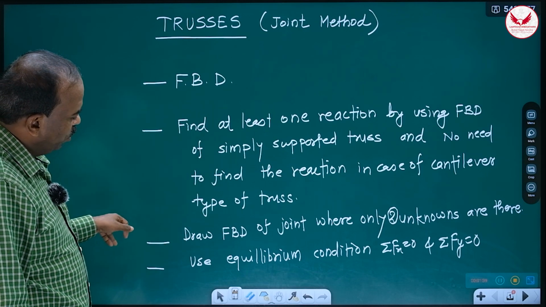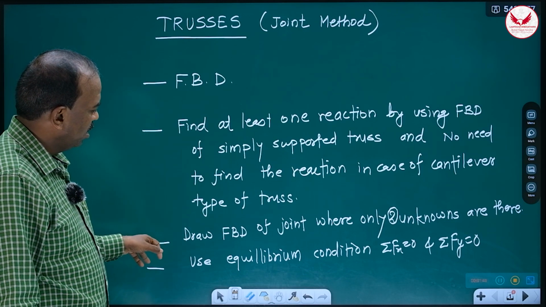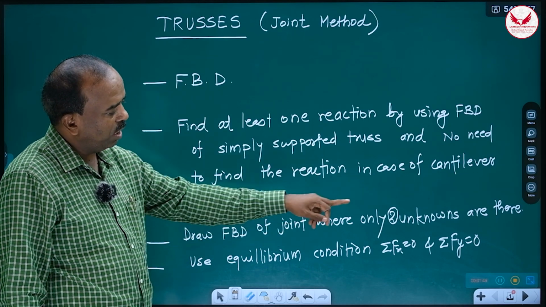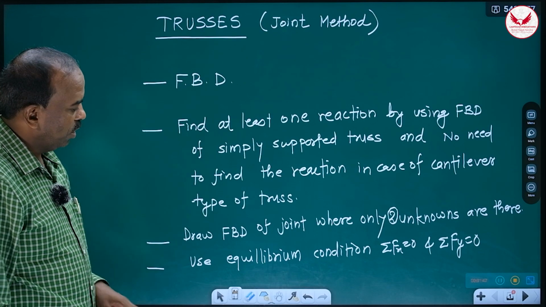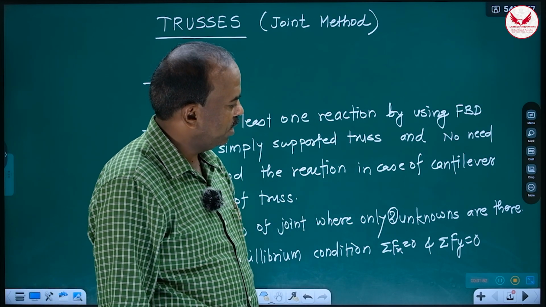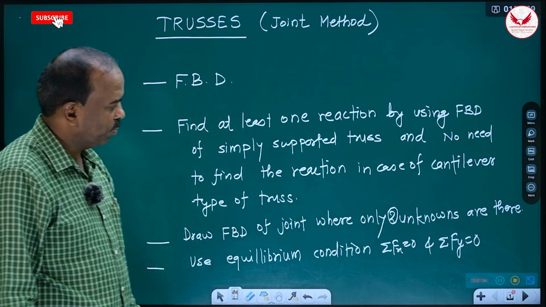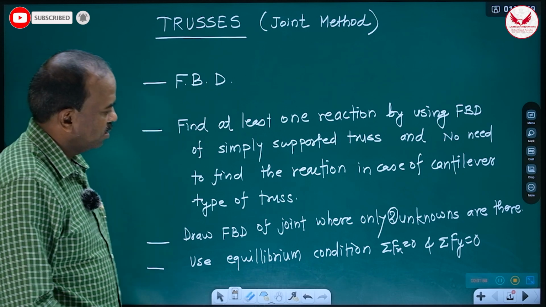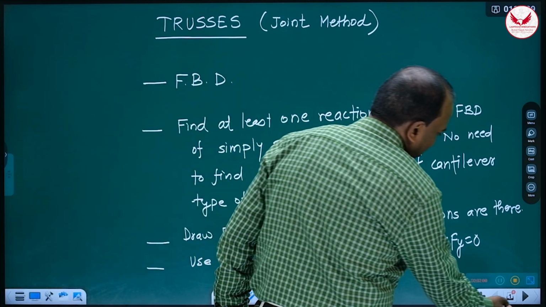And the most important thing in this is what? We have to draw the free body diagram of a joint where only two unknowns are there. Because we are going to use only two conditions, summation Fx is equal to 0 and summation Fy is equal to 0. This is a very simple procedure of finding the forces in the members of a truss. So I'll explain this directly with one example.